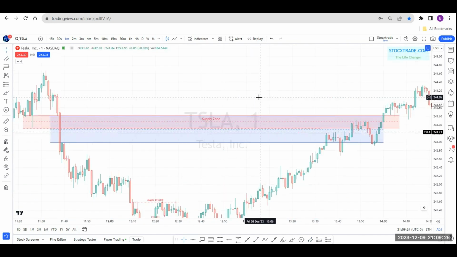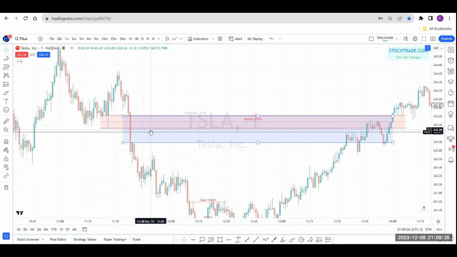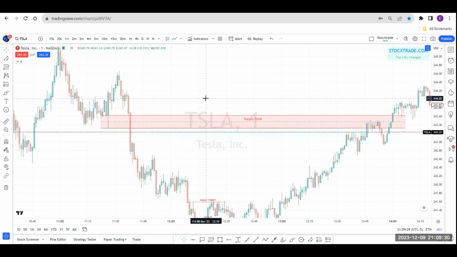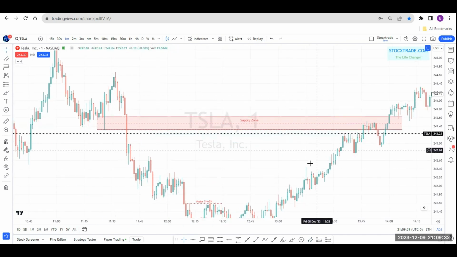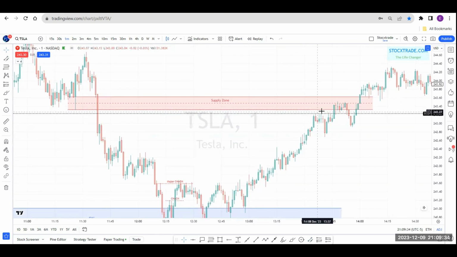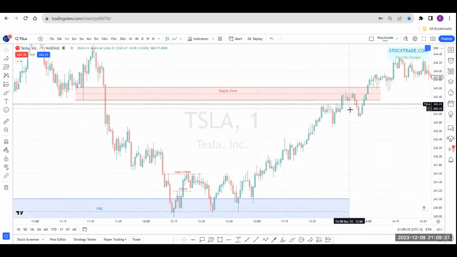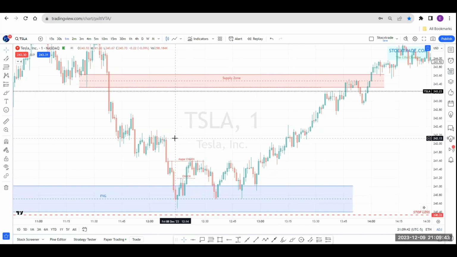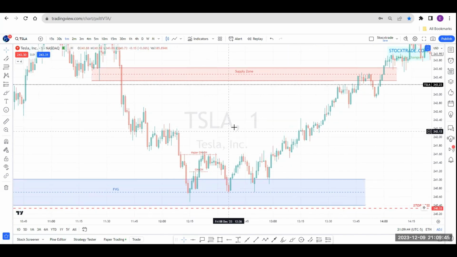That was the supply zone, because supply became demand, demand became supply. Okay, so that was the supply zone, and I can be very happy if the price reaches this supply zone again. Okay, because now the timing, what is the timing? 1:30. Okay, whatever. But okay, so you have the change of character.